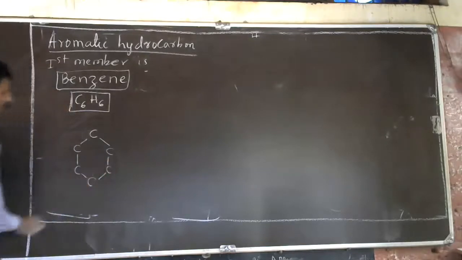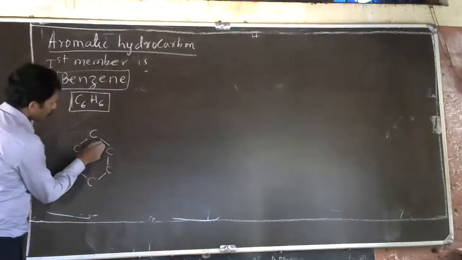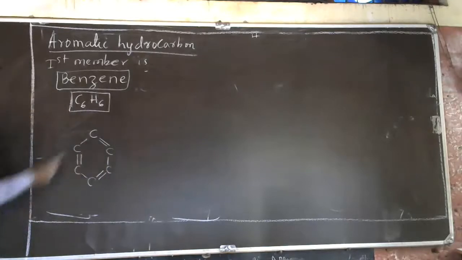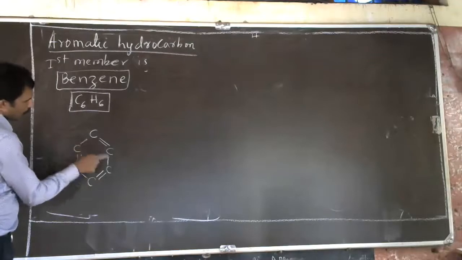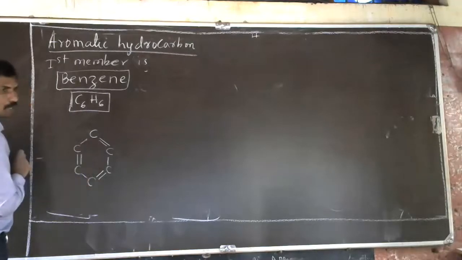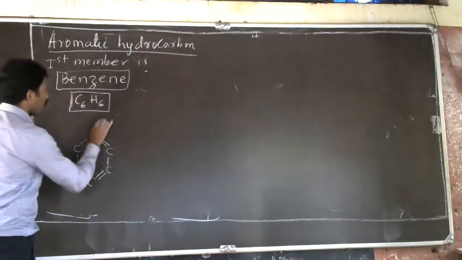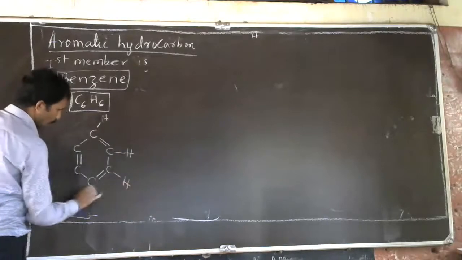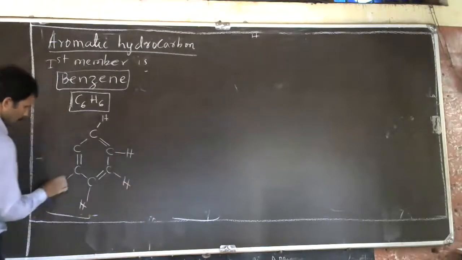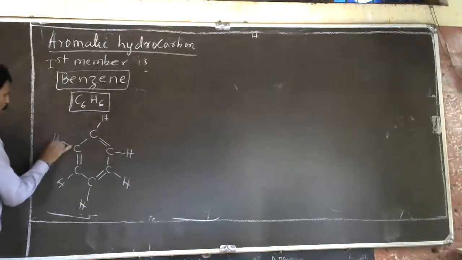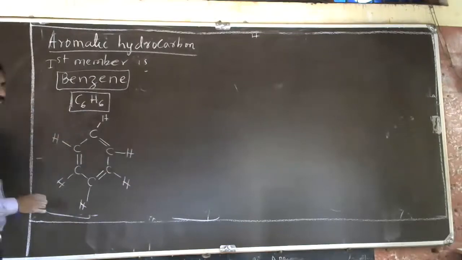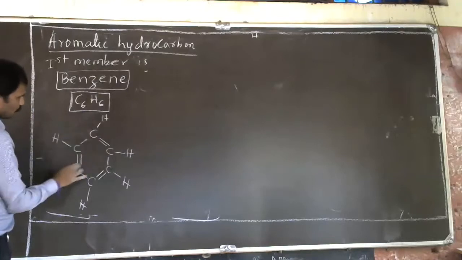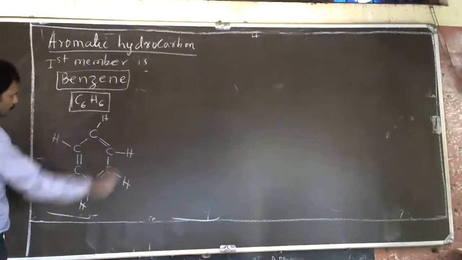See here, in between two carbon atoms there is a double bond. Alternatively, double bonds will be there, and all carbon will have one hydrogen. Benzene is a compound which is present in liquid state. C6: 1, 2, 3, 4, 5, 6, six carbons and six hydrogens are there.